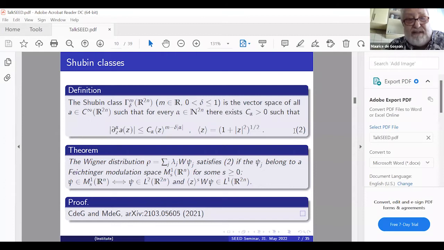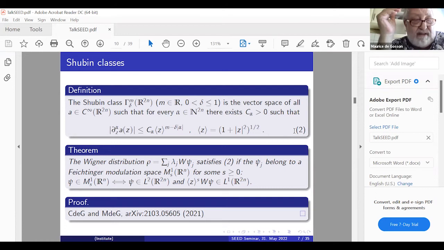So, simply it means that, if you take delta equal to one, the functions a(z) have the behavior of the inverse of a polynomial, which is a nice condition, of course, because it can be used to show convergence or to tame the Wigner transforms. So a theorem is that the Wigner distribution rho satisfies this condition if rho belongs to a Feichtinger modulation space. I'm not commenting on that because I will not have time to do this here.